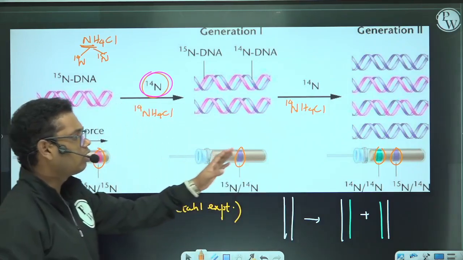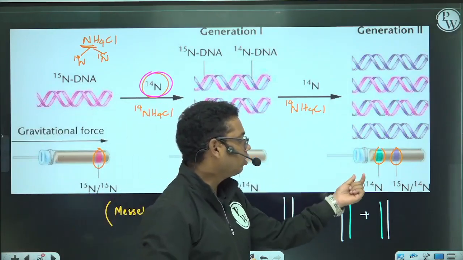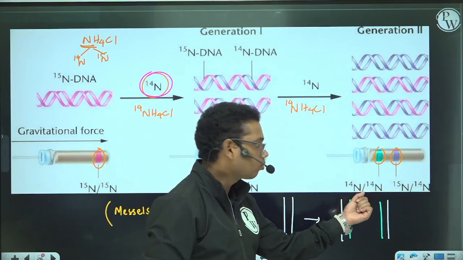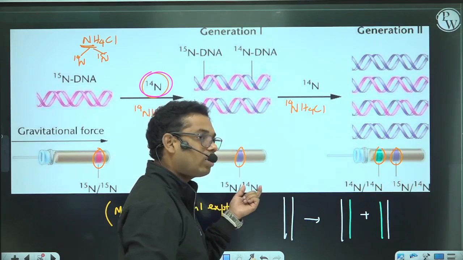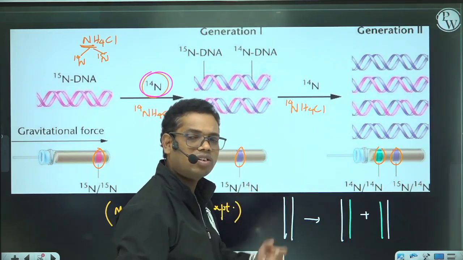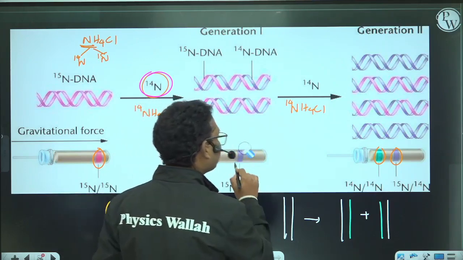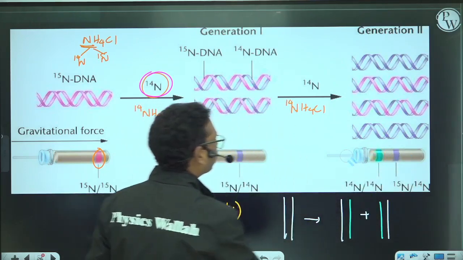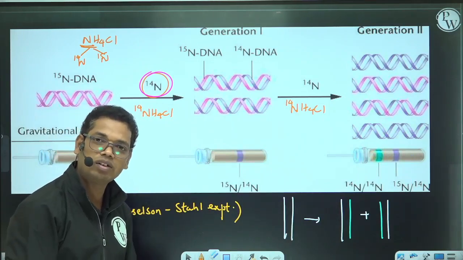So if I compare the position of the DNA band, then I will say that in this case, the DNA will be N14-N14. In this case, N15-N14. In this case, N15-N14. Why N15-N14? Because the replication is semi-conservative. That is why. So this is how they proved that DNA replication is semi-conservative in nature. Clear? Very nice.